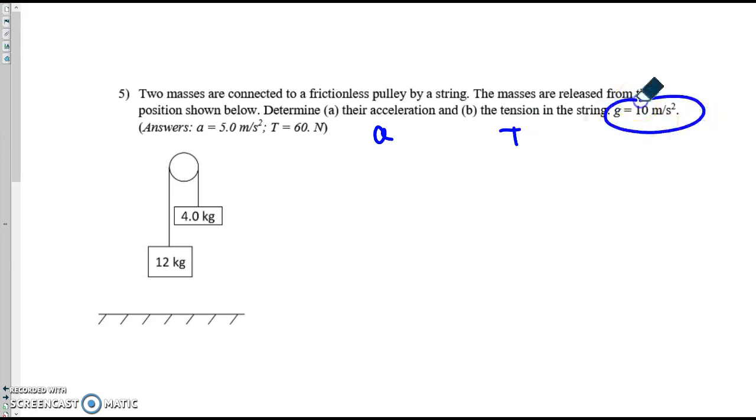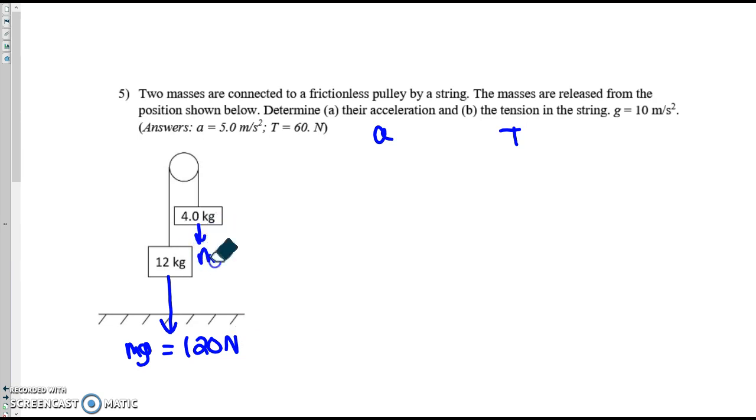We're using G equals 10, so the gravity forces are easy. This thing is pulled down with M times G as the gravity force. That's 12 times 10. And the 4 kilograms is pulled down with M times G. That's 4 times 10, or 40.